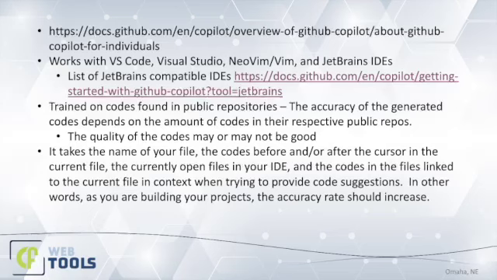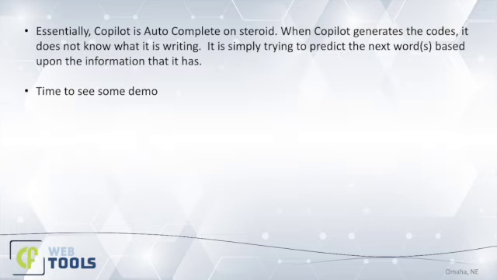Because now you have more and more files for GitHub Copilot to take into context before it gives you any code suggestions. So you need to keep in mind that GitHub Copilot really doesn't have a clue what language you're writing. Essentially, GitHub Copilot is an autocomplete on steroids. It's simply trying to predict the next word based on the information that it has.